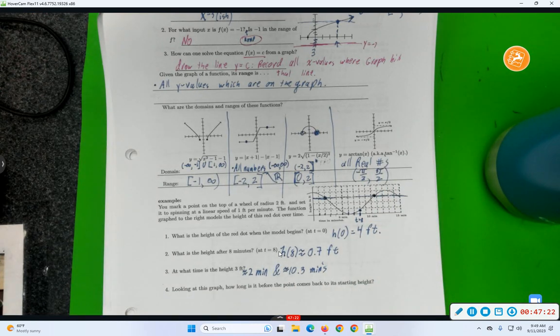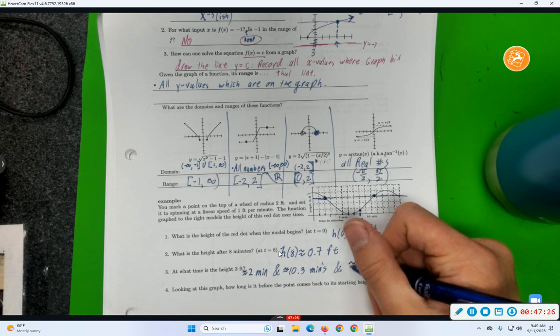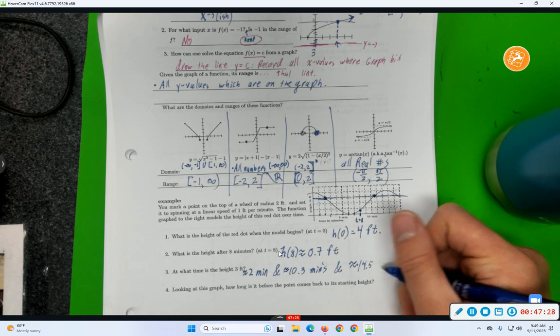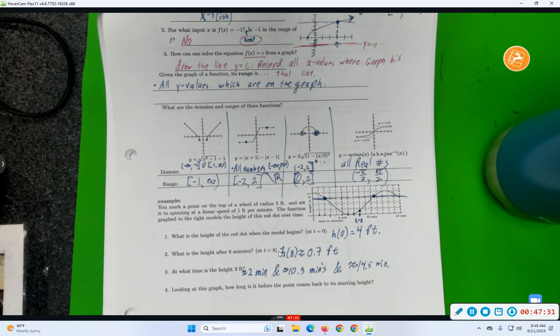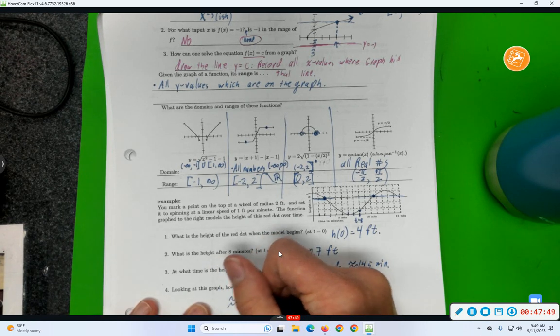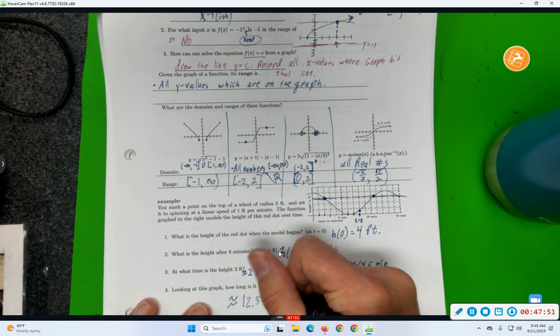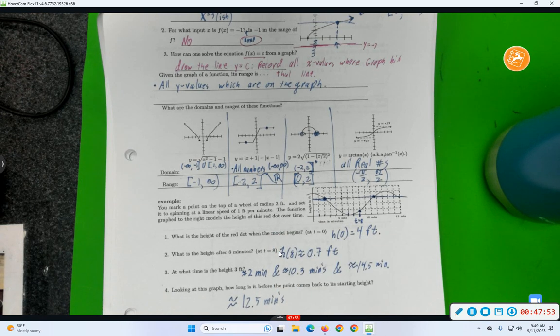Is there another time? Nice. So you can read off lots of things from a graph. And I have just about 1 minute left, maybe a little less. So let's answer this one last question. How long is it going to be before that dot comes back up to its starting height? About 12.5 minutes.